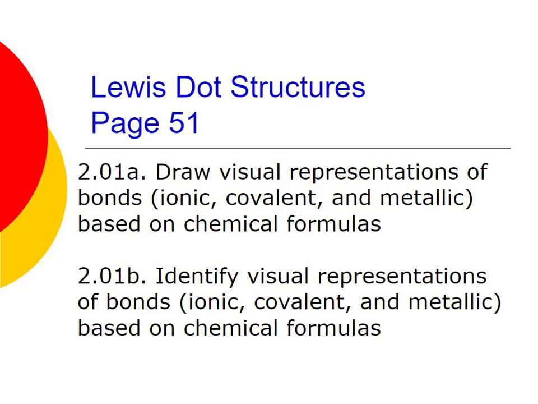So again, page 51, we've got Lewis dot structures for compounds is what we're going to be doing. You see that we've got two objectives here. First objective is draw visual representations of bonds based on chemical formulas. And then second objective, identify visual representations of bonds based on chemical formulas. So those are our two objectives we have to tackle here.